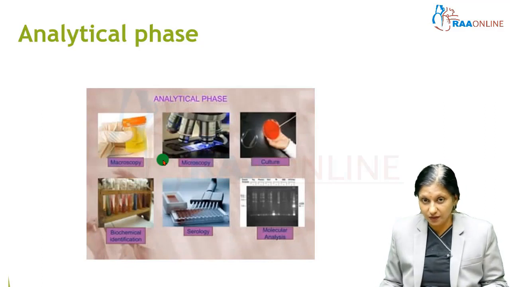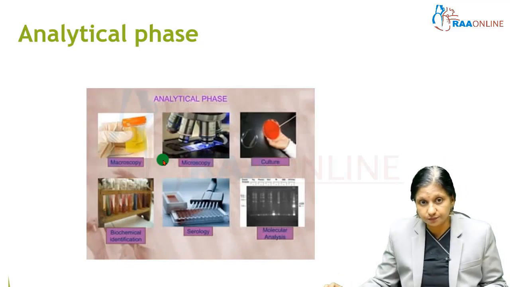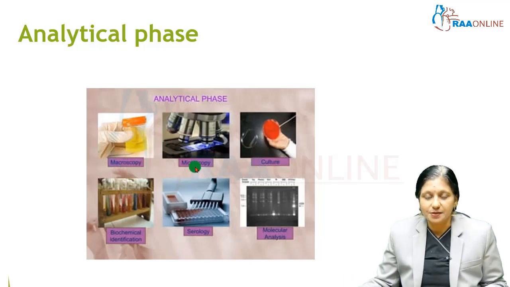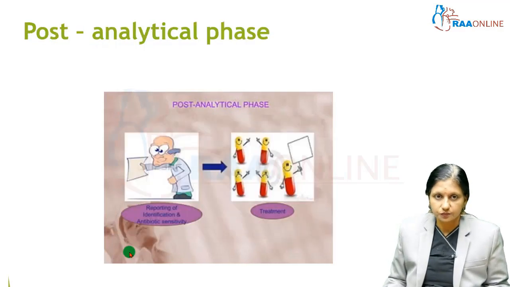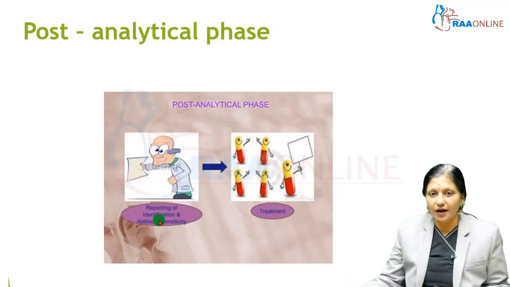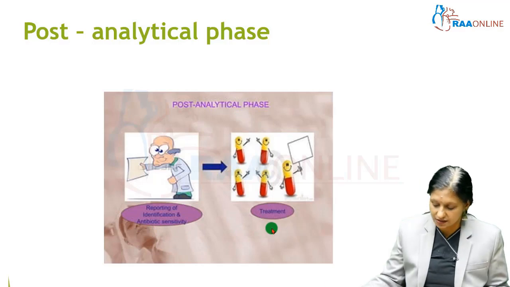Now, in the actual lab analysis of a specimen obtained, we need to look at the specimen, that is macroscopy. We need to look at the specimen under a microscope. We need to culture. We can do molecular analysis. We can do serology testing for detecting the antibodies present in the blood, and then we can also do the biochemical identification and characterization of those microorganisms. Now, in the post-analytical phase, we have to do the reporting and identify the antibiotics to which it is sensitive, and then actual treatment begins.